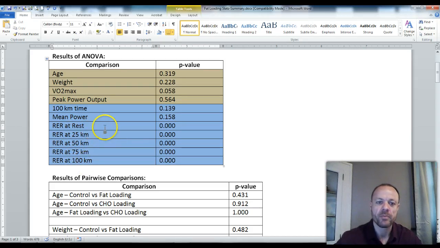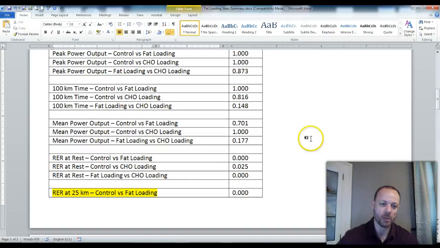Let's all agree that when you go from rest to exercise, the RER is going to change. You're going to go from more fat utilization to more carbohydrate utilization, and your RER is going to climb when you go from rest to any level of exercise. So we're not really going to concern ourselves with the resting values. Instead, what we're going to do is concern ourselves with 25 kilometers, which is our first distance of exercise where we measured RER, and then the final RER value at the completion of the 100 kilometer time trial performance.